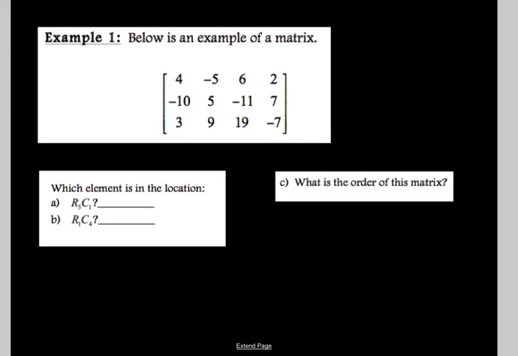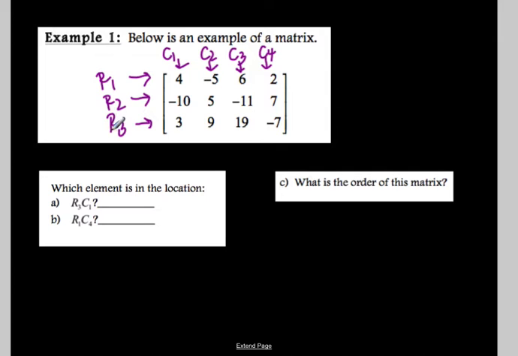So example 1. It says below is an example of a matrix. And it wants us to say which element is in the location R3C1. So for this case, it wants row 3, column 1. So these are my rows: this is R1, this is R2, this is R3. And this is my column: column 1, column 2, column 3, column 4. Okay, so we want row 3, column 1.